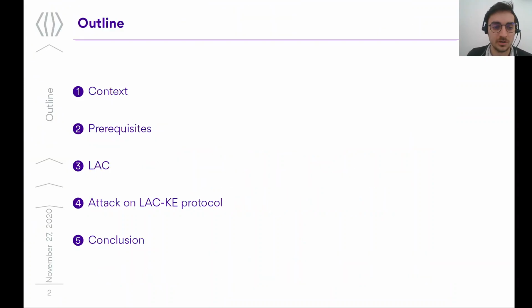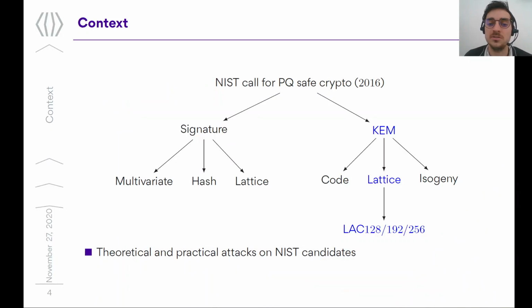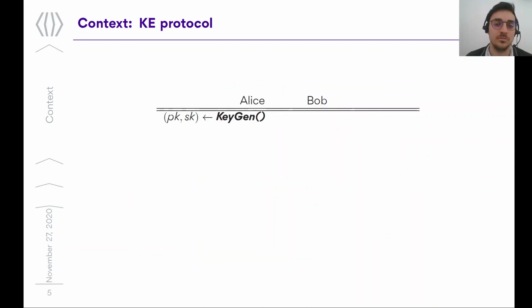So first, I introduce the context of our paper. In 2016, NIST called for post-quantum safe cryptography, mainly for signature and key exchange mechanism. Today I present LAC, which is a lattice-based key exchange mechanism, and this scheme offers three security levels. The NIST asked for theoretical and practical attacks on this candidate, and today it's a practical one in a misuse context. So we attack a key exchange protocol of LAC.